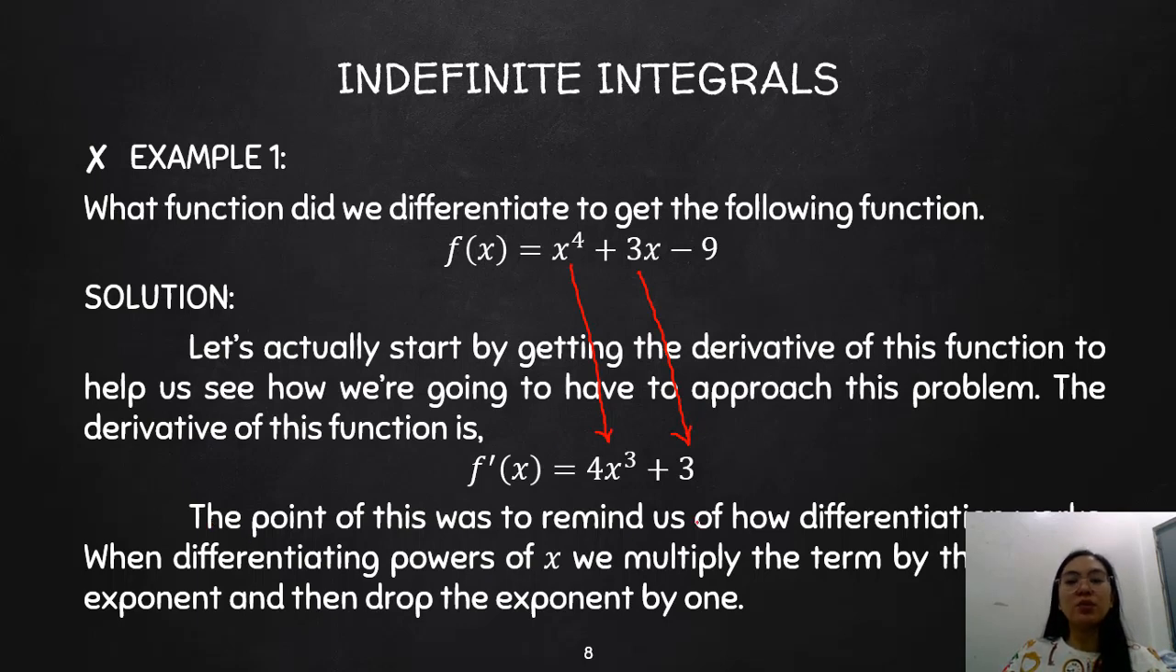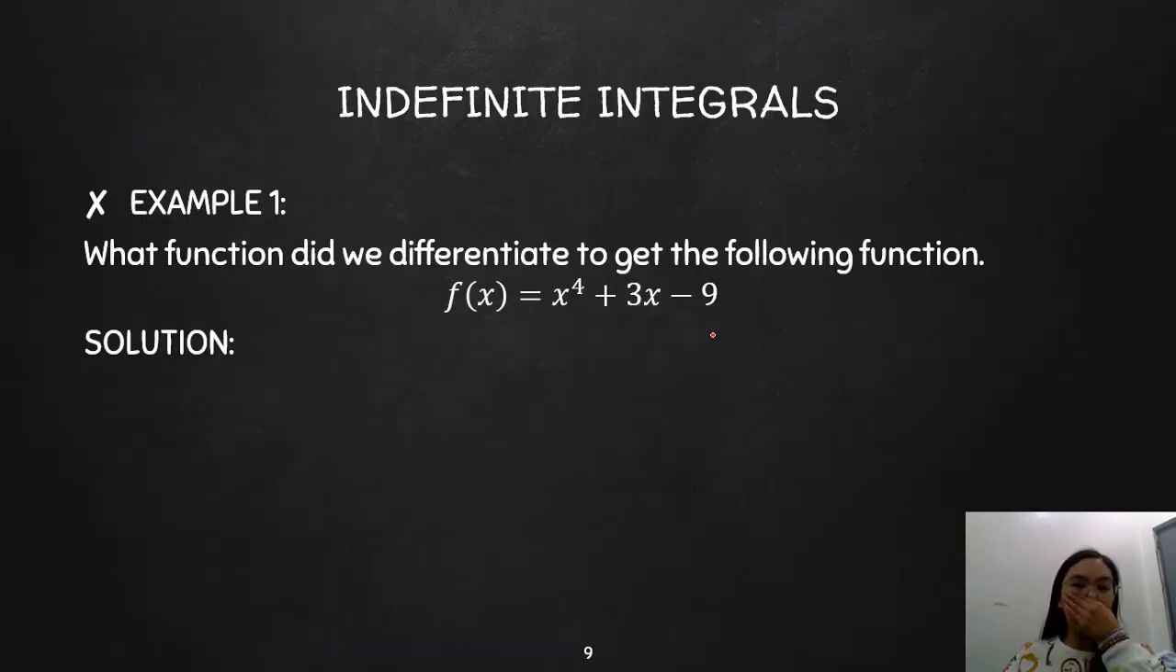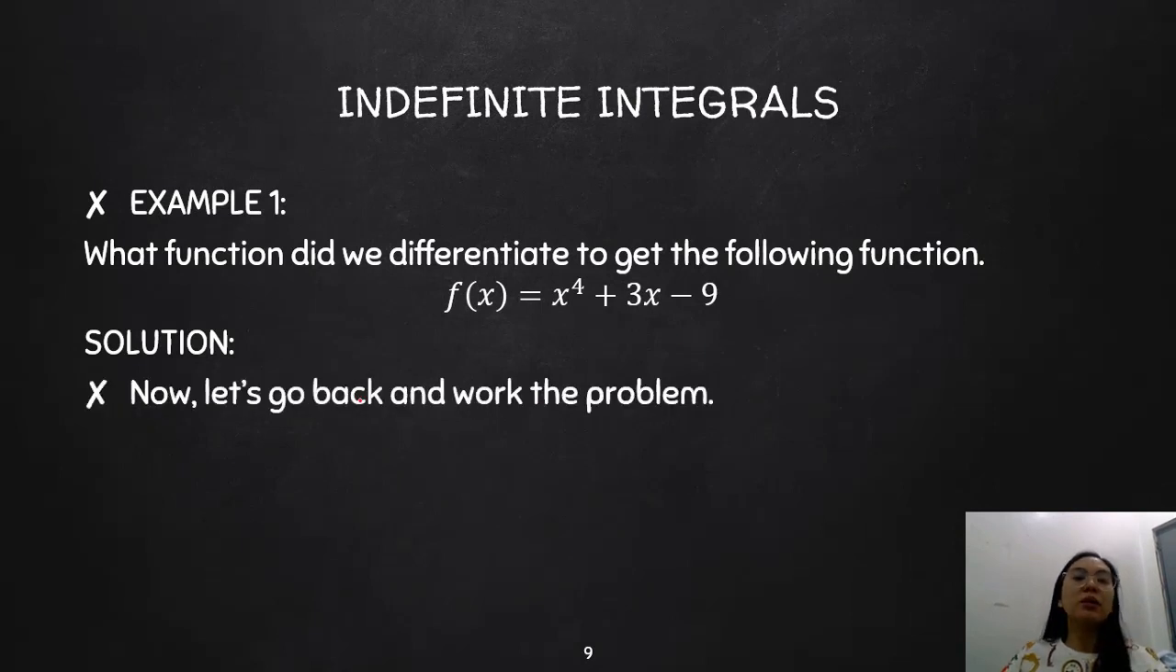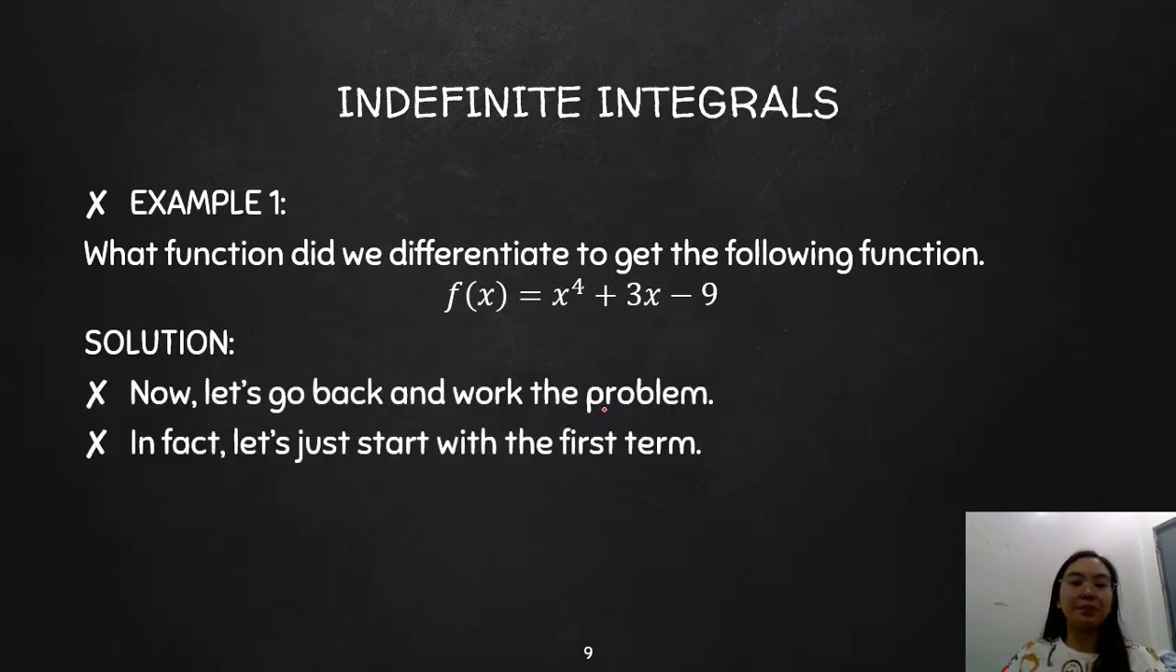So the point of this was to remind us how differentiation works. When differentiating powers of x, we simply multiply the term by the original exponent and then drop the exponent by 1. So ang gagawin naman natin kasi dito, kumbaga kung ito yung differentiated function mo, hahanapin natin kung saan siya galing. So yung kabaliktaran po nung function na yan. So that's what we will be doing. Now let's go back and work the problem.